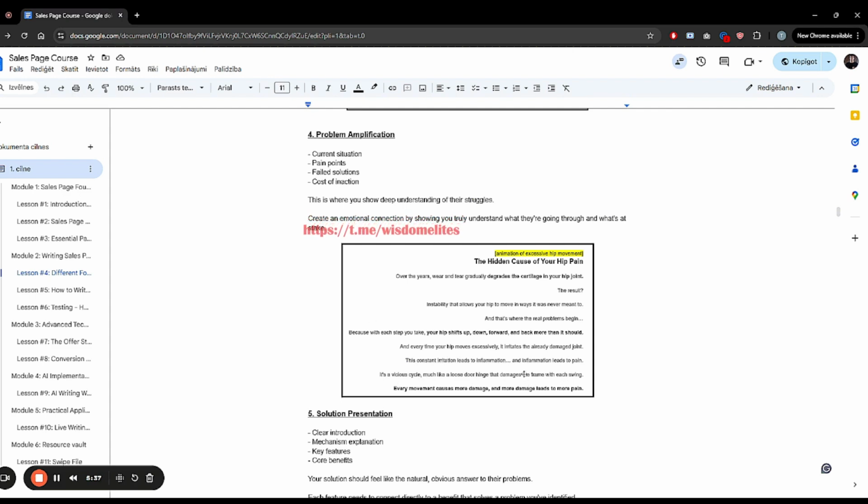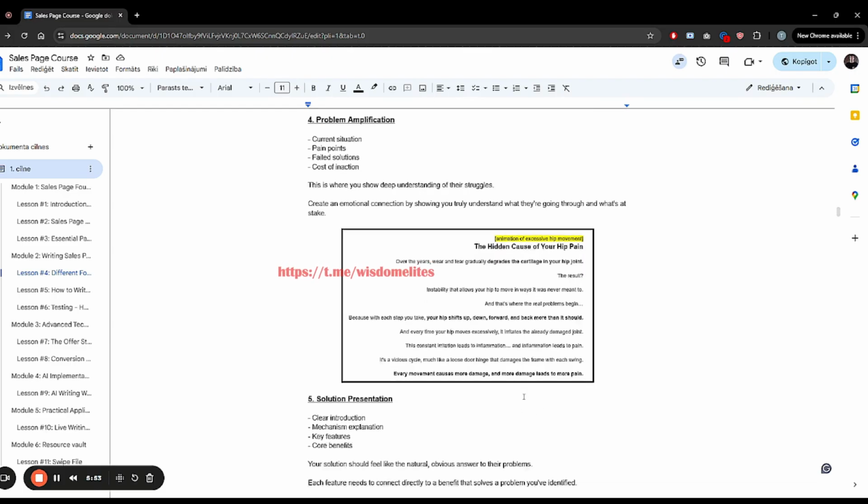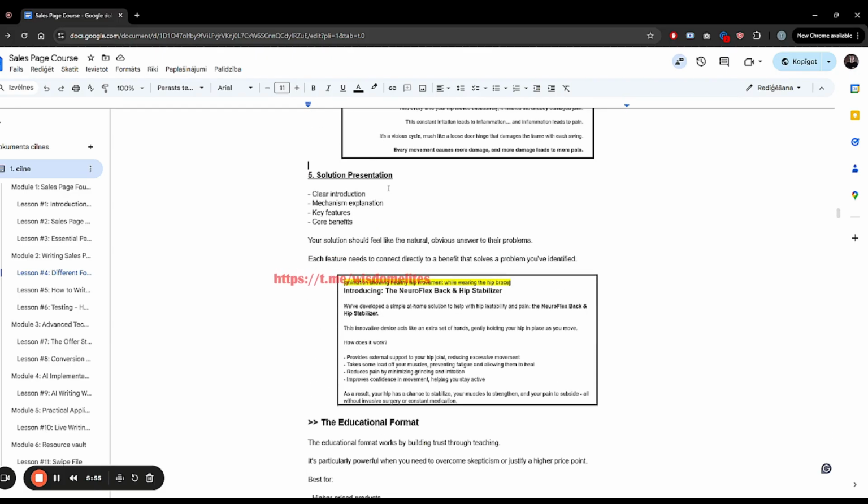So basically, it explains what they're going through right now, what's happening inside their hip, and then it says that every movement causes more damage, and more damage leads to more pain. It also hints that if they don't take action now, it will only get worse and worse. Then you present the solution. Have a clear introduction, mechanism explanation, key features, and the core benefits. Your solution should feel like the natural, obvious answer to the problem.